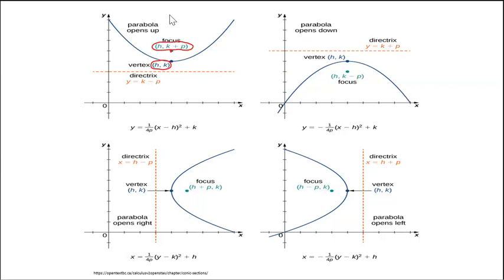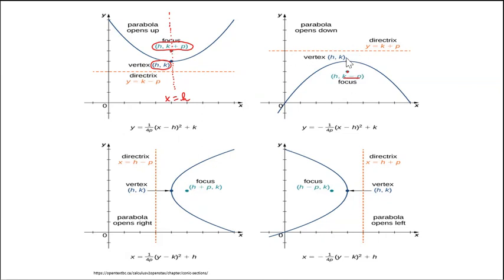The axis of symmetry is the line perpendicular to the directrix that passes through the vertex, and its equation is x is equal to h. Now, if the parabola opens downward, the vertex is the highest point of the graph, and its focus is located below the vertex. Its coordinates will be h comma k minus p.